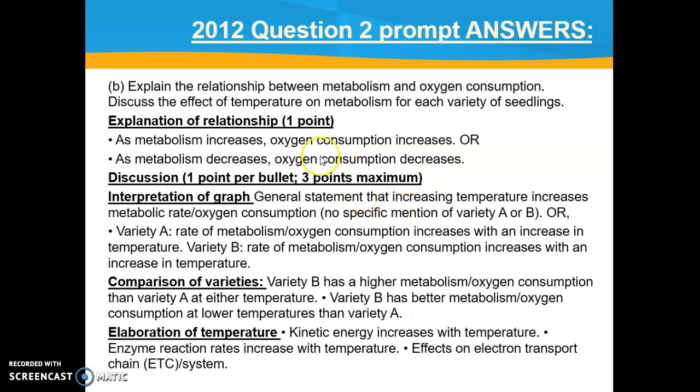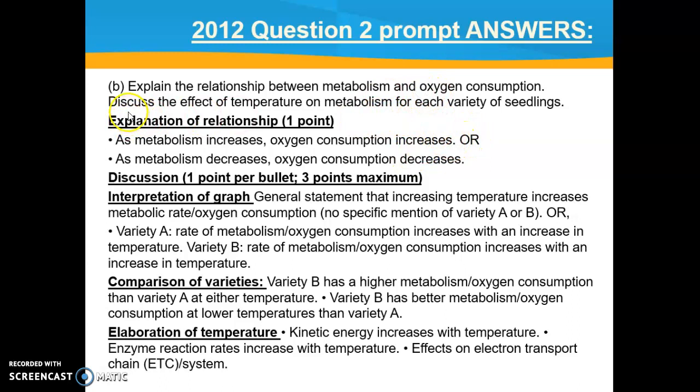For part B, we wanted to see, okay, now what is the relationship here? What is the relationship between the rate of the reaction or the metabolism and the oxygen consumption? So based on our graph, we saw that at a higher metabolism, we're going to see more oxygen being consumed. Or if you flipped it and wrote it this way, lower metabolism, lower oxygen consumption. Either one of those would have earned you the point.